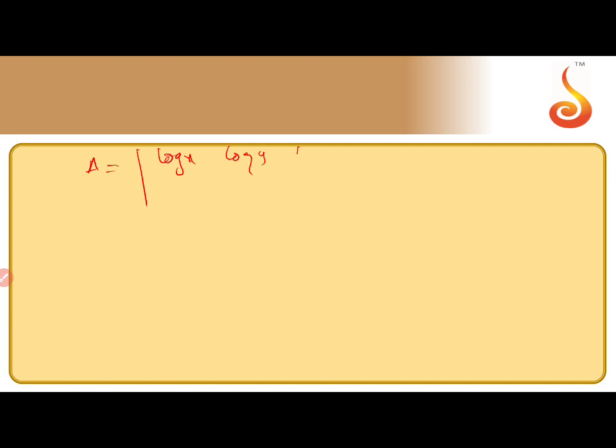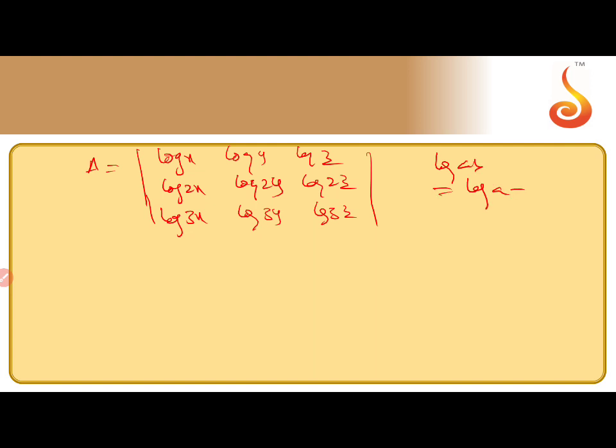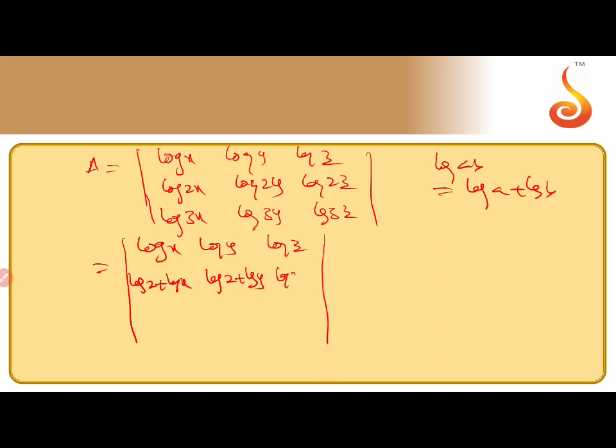The determinant has rows: log x, log y, log z; log 2x, log 2y, log 2z; log 3x, log 3y, log 3z. So we have the property log AB is log A plus log B. The first row remains the same: log x, log y, log z. The second row is log 2 plus log x, log 2 plus log y, log 2 plus log z. The third row is log 3 plus log x, log 3 plus log y, log 3 plus log z.